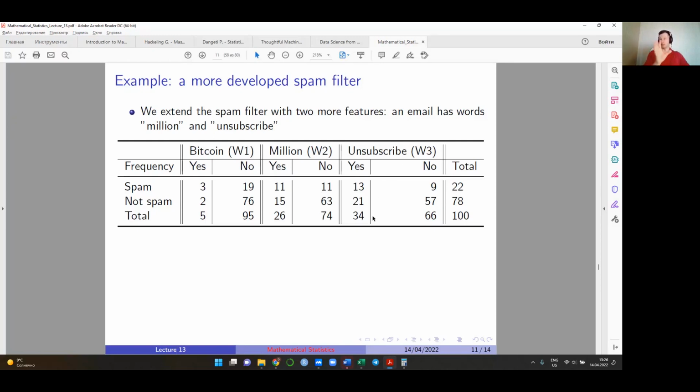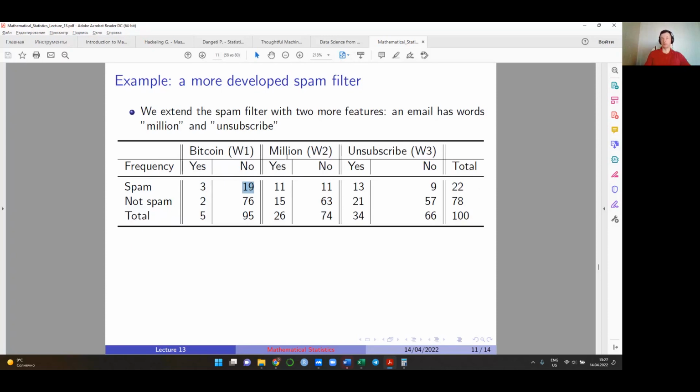But I put them kind of side by side. So look, this must not sum to some number. So look, we have 22 spam emails, and out of 22 spam emails, we have 3 with the word Bitcoin. And just to make a short notation, we will denote this as W1, so word 1. And 19 that are without the word Bitcoin.